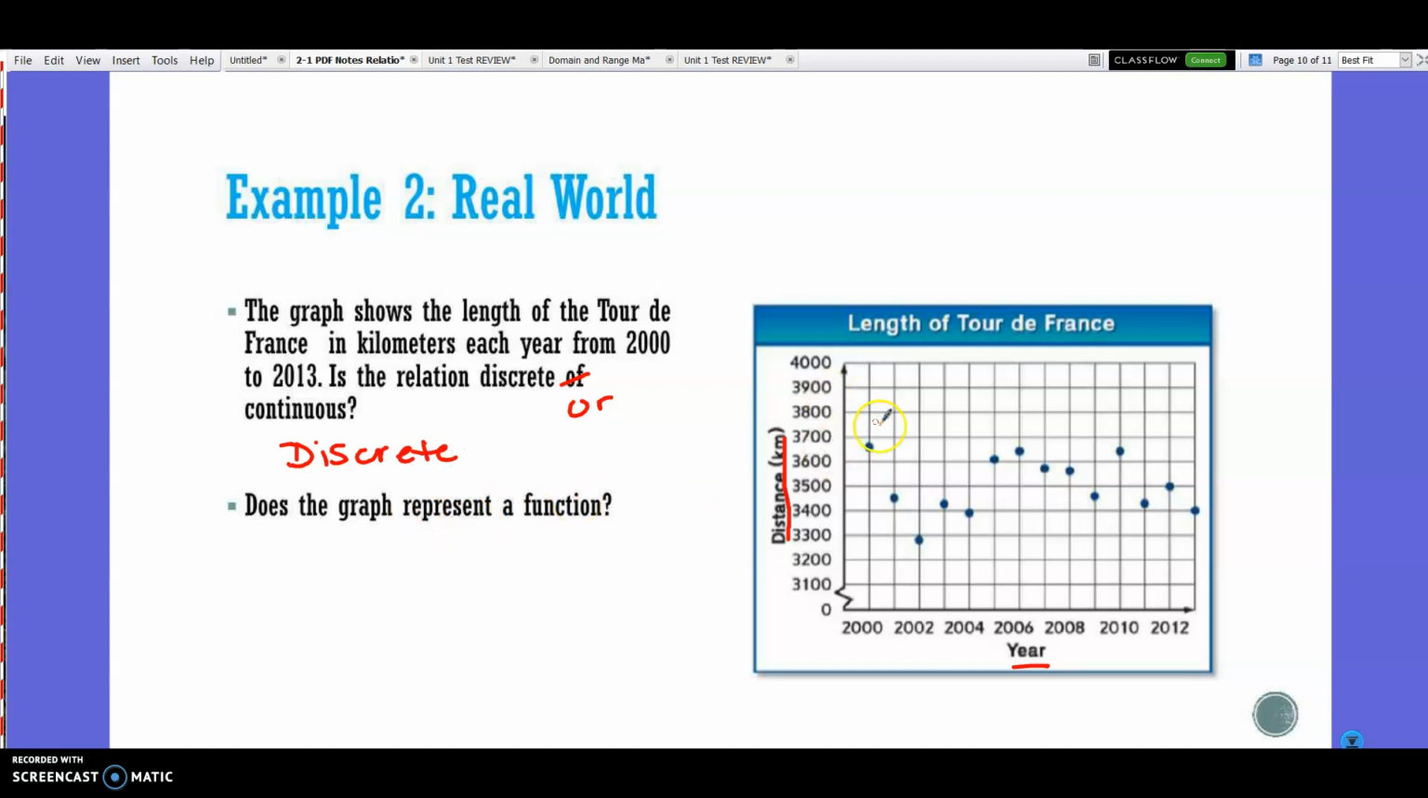And is it a function? Yes, because every year they only had one race. So at every point that you have, you would pass a vertical line test, so it does represent a function.